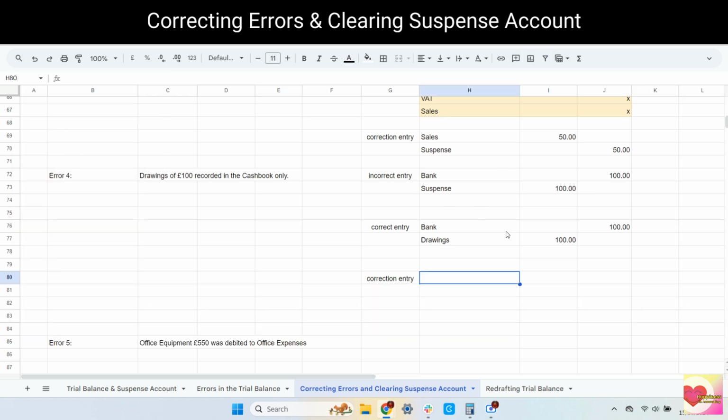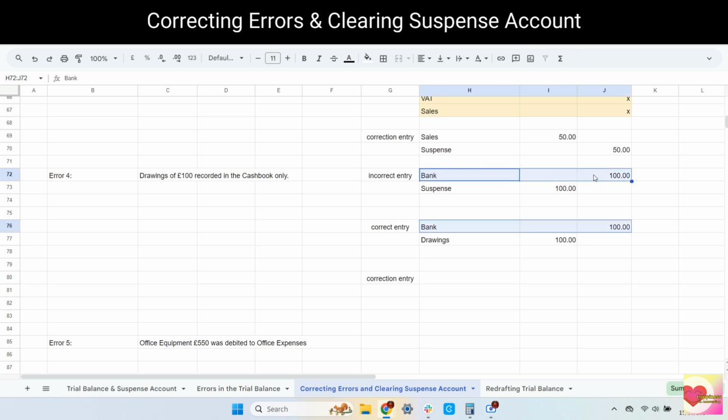So the banks are the same, so it means it's correct, so we won't put it in the correction. Next, we can see that the drawings is a correct entry, but it wasn't entered, so we will enter it in the correction. Let's enter 100 in debit. Now let's clear the suspense amount. We have 100 in debit. To remove it, let's put 100 in credit.